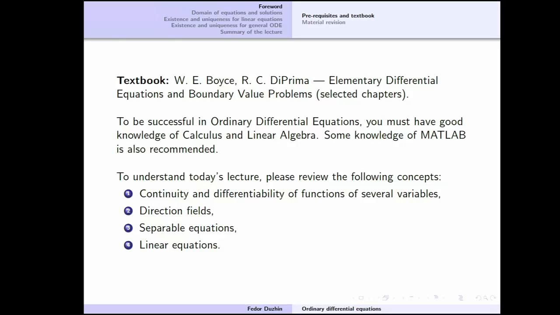So if you do not feel very strong about continuity and differentiability of functions of several variables, then probably you should stop the lecture now and open your Calculus 3 lectures.